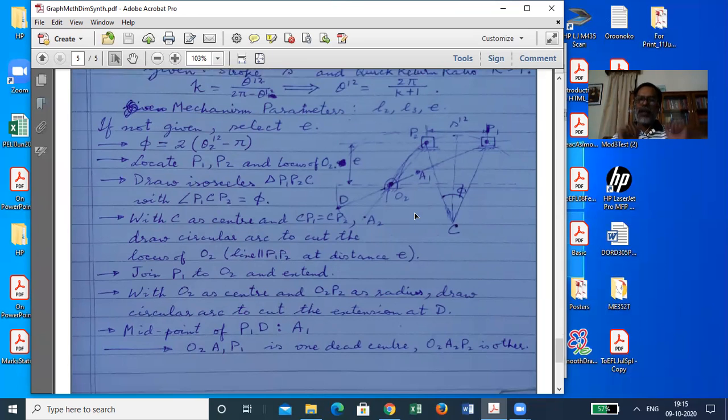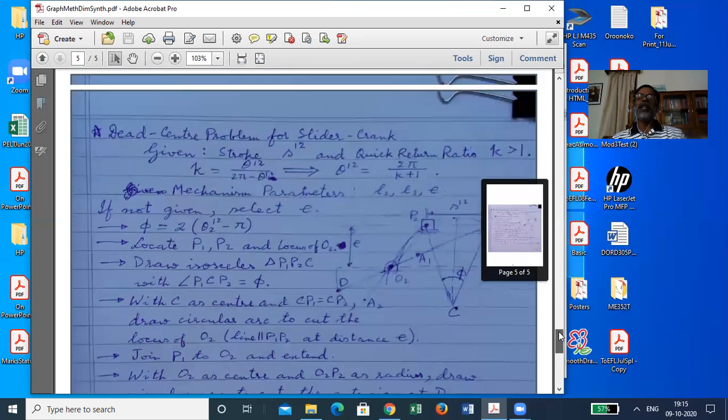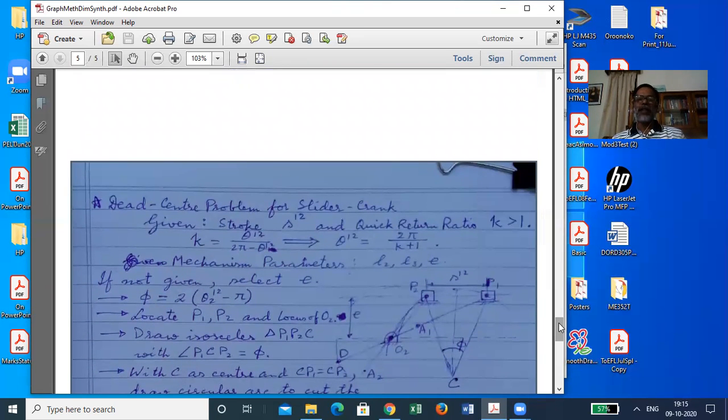So this is all for graphical methods of dimensional synthesis. In the next lecture, we will study analytical methods, which are much, much more powerful. They can do almost anything. So we'll see how.